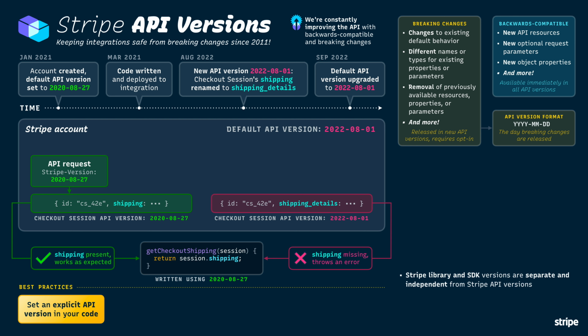One thing to note is that Stripe library and SDK versions are separate and independent from Stripe API versions. For example, at the time this video was recorded, the newest version of the Stripe PHP library was 9.6.0, which is not related to the current API version, which is 2022-08-01.